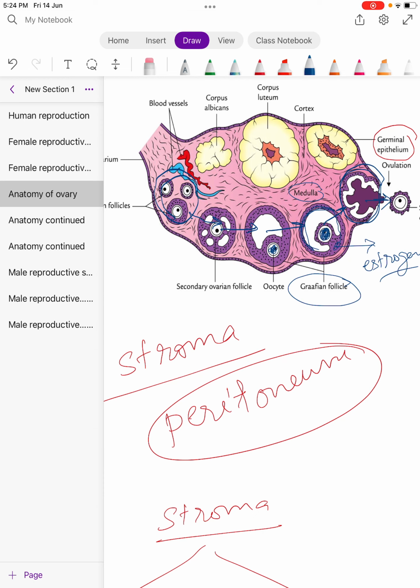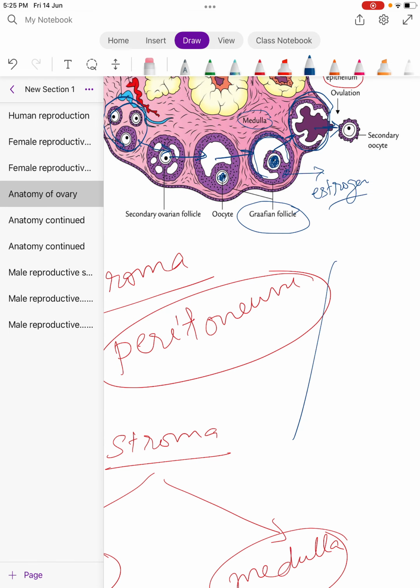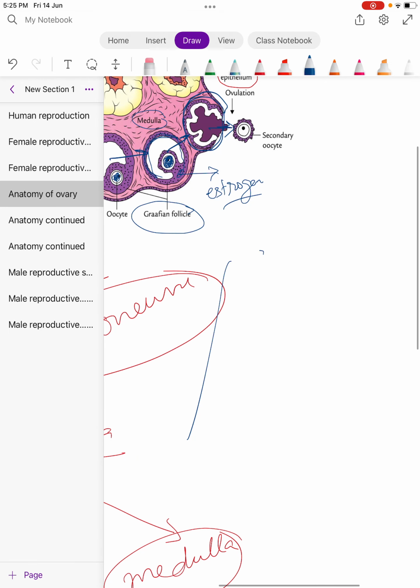ओके, जब एक ग्रैफिन फॉलिकल जो है वो एम्प्टी हो जाएगा, उसमें से ओवियम निकल जाएगा, तो उसमें बहुत सारे येलो कलर जो है येलो मास या येलो सेल्स जो हैं वो कलेक्ट हो जाते हैं, जिसको बोलते हैं कॉर्पस ल्यूटियम.